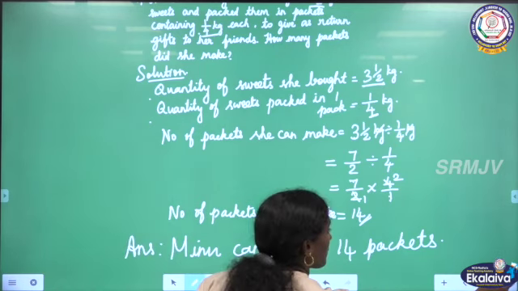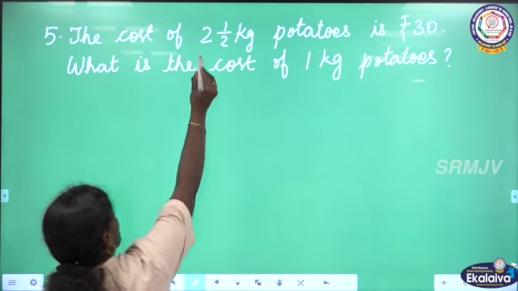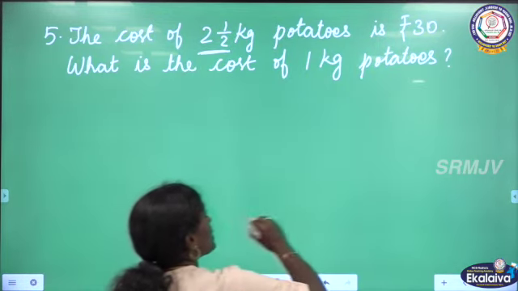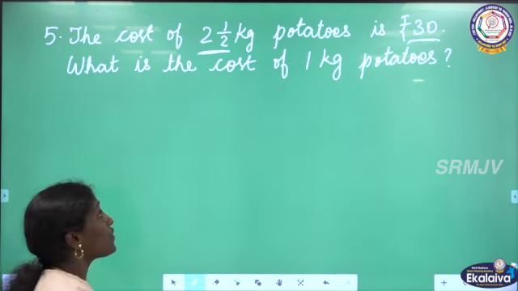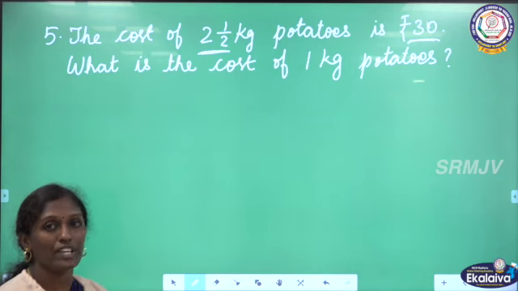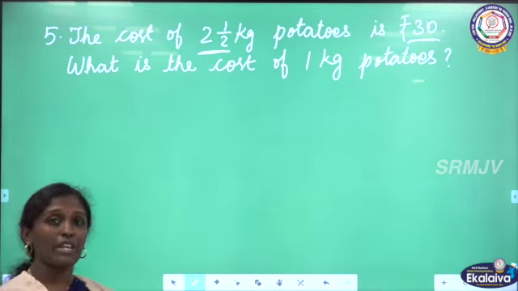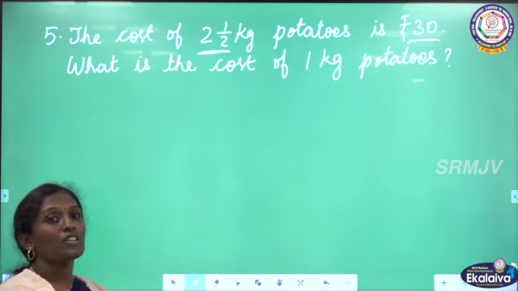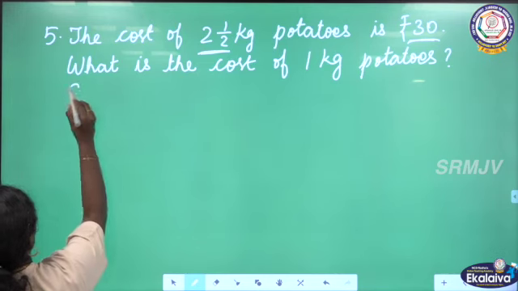Okay. Then the next question. The cost of 2.5 kg potatoes is rupees 30. What is the cost of 1 kg? Here the cost of 2.5 kg potatoes is given. From many we are going to find 1. So, we have to use division. Okay. Let us start the solution.